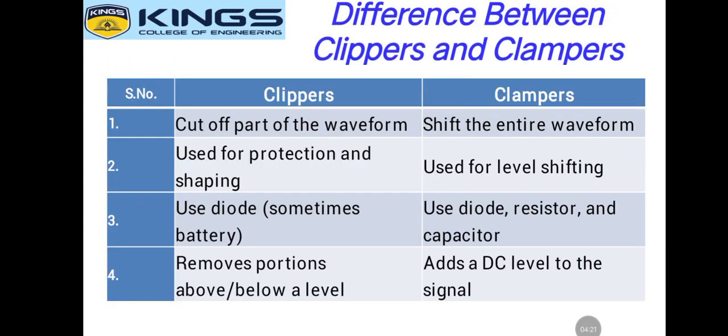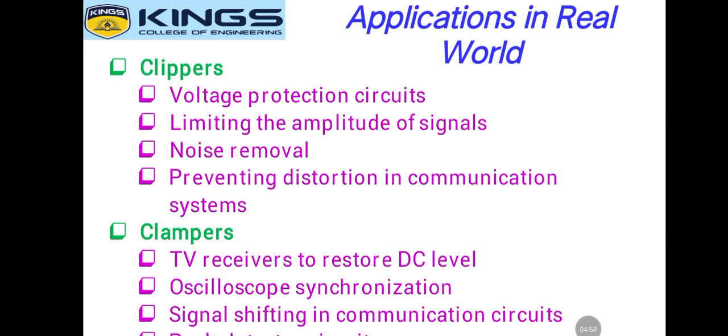Difference between clippers and clampers. Clippers cut off part of the waveform, while clampers shift the entire waveform. Clippers are used for protection and shaping. Clampers are used for level shifting. Clippers use diodes, sometimes a battery. Clampers use a diode, resistor, and capacitor. Clippers remove the portion above or below a level. Clampers add a DC level to the signal.